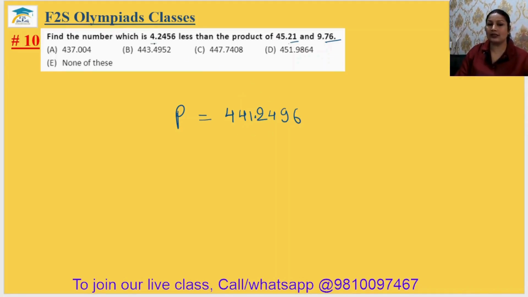When you put the decimal here, this is the product. Now this number is less than, so now subtract this. Minus 4.2456. Now you have to subtract this from this. When you subtract 4.2456, you will get 437.004. It is in option number A. The answer of the 10th will be option A.